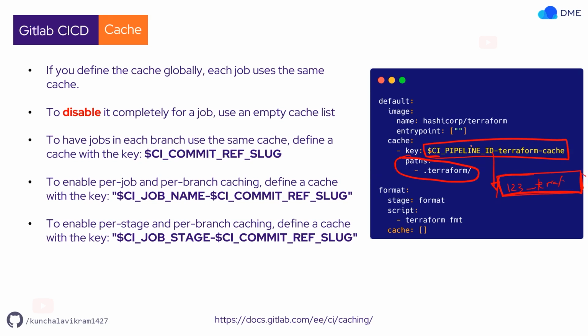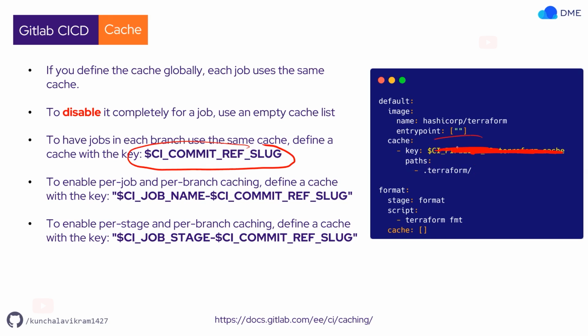For the next execution, this pipeline ID changes, which means the old cache won't be used. Let's say I want to use the same cache for my whole branch. Then I'll replace this whole thing with CI commit ref slug, which is the branch name, right? This cache will be used for that branch, so for all the pipelines triggered from that branch, the same cache will be used.